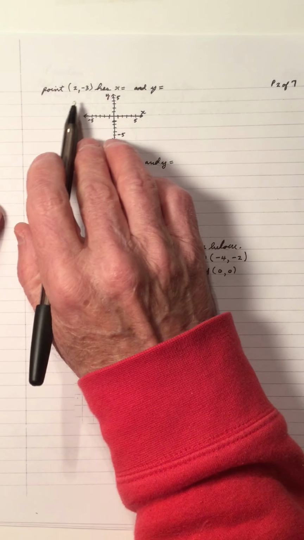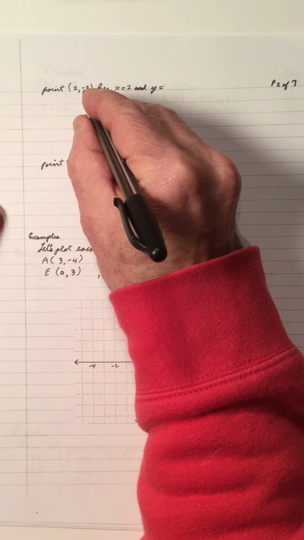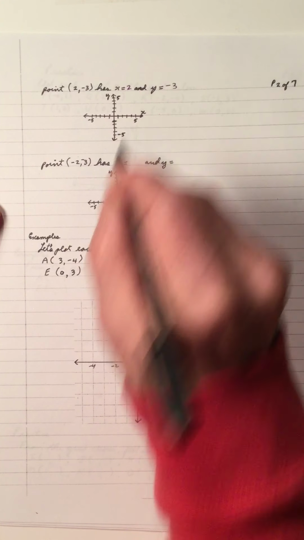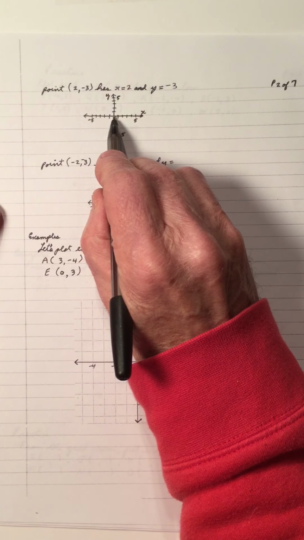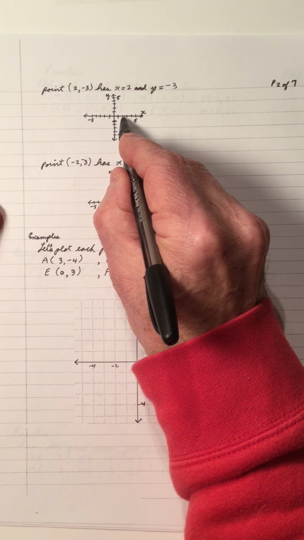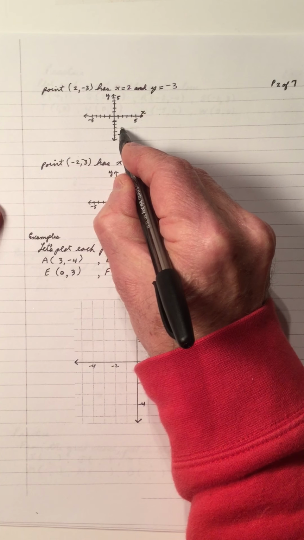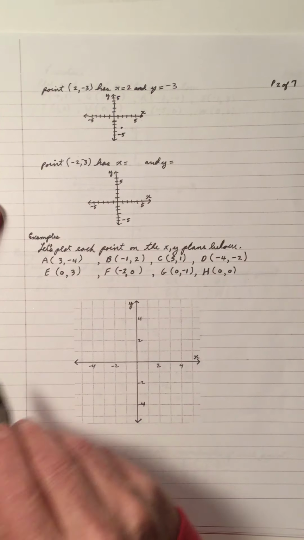The point (2, -3) has x is 2 and y is -3. When we plot that, again we start at the origin (0, 0). X is 2, so there's 2 to the right. And y is -3, so we go down 3. So there it is right there.